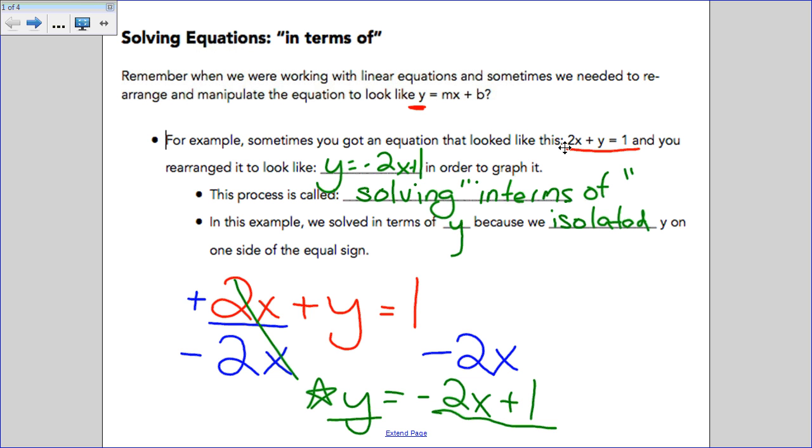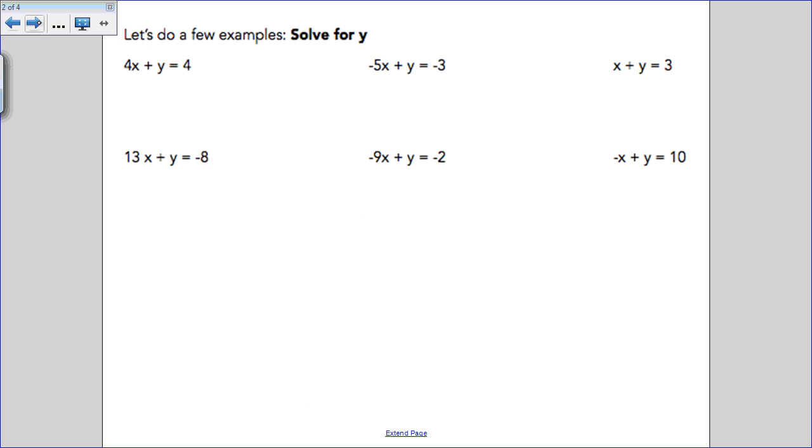This is what we have been practicing this whole last week. So let's try some quick ones where we solve in terms of y. In our first example here, what do we need to move? Good, our 4x needs to go to the other side to solve in terms of y. It's positive here, what do we do? Subtract it. Minus 4x, minus 4x.